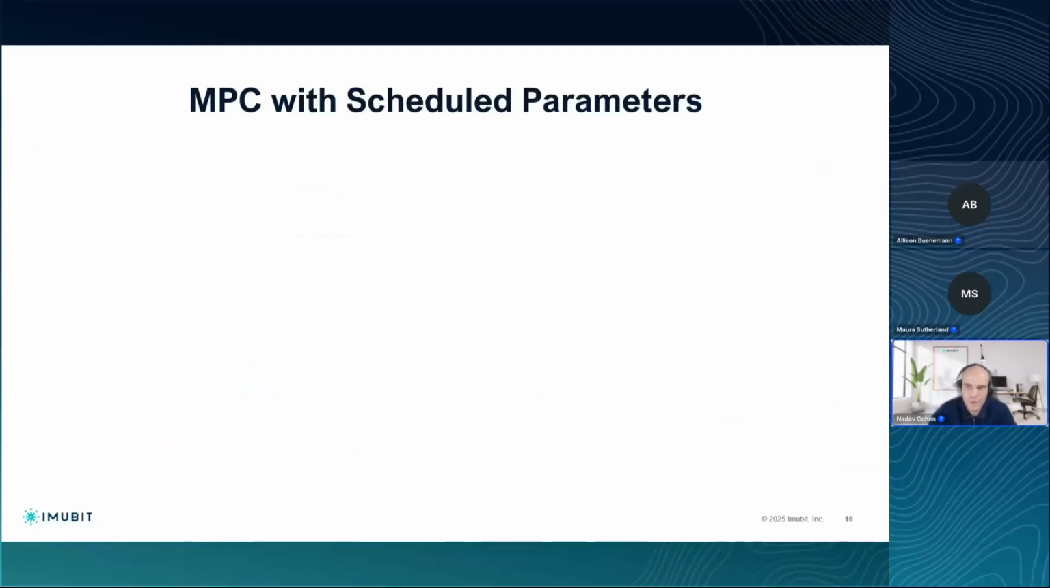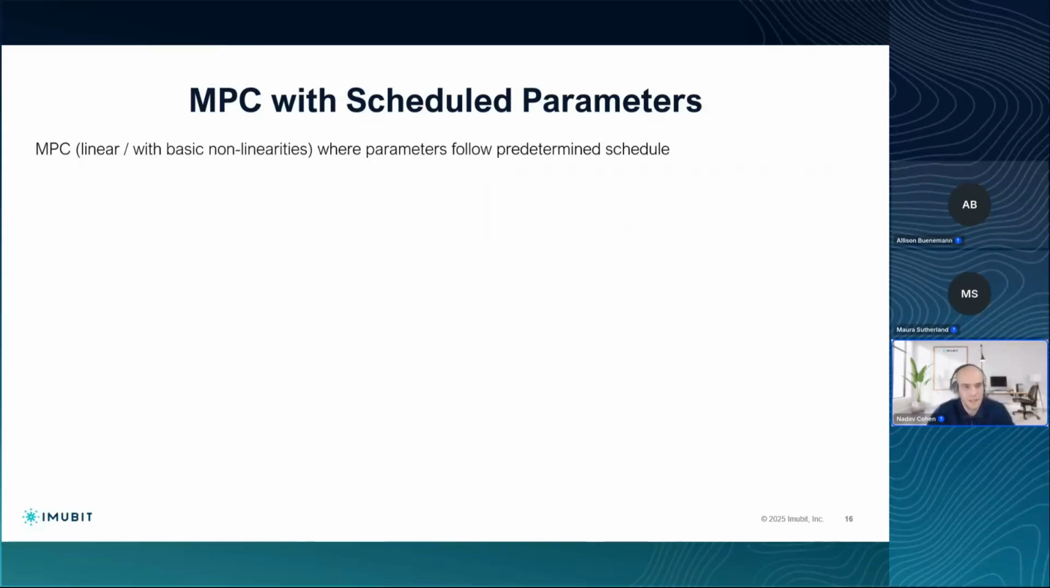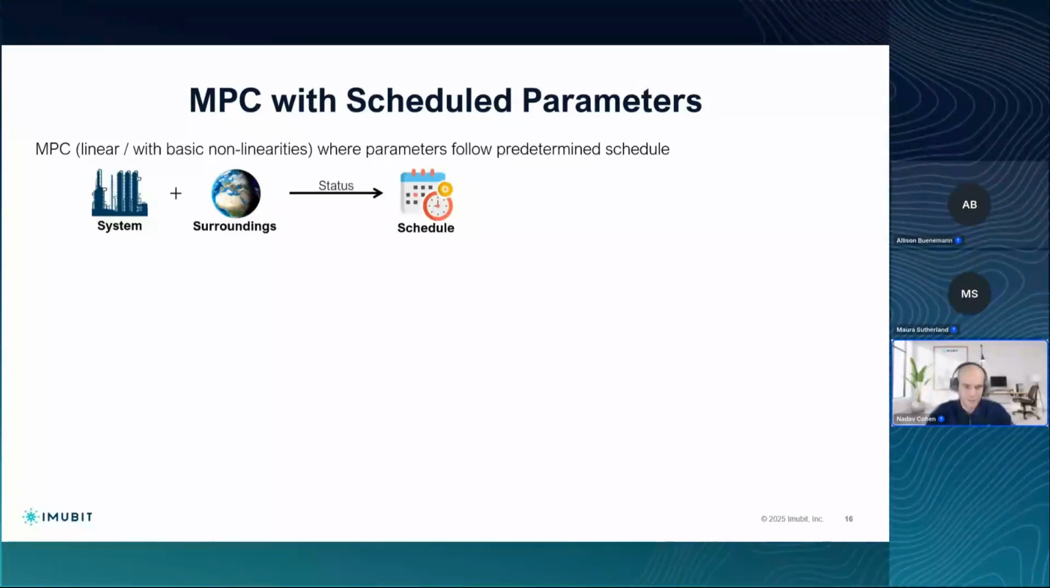All right, let's now move on to the third type of MPC that we see, and that is MPC with scheduled parameters. Here, we have an MPC of one of the previous types, could be linear or something with basic nonlinearities. And now the parameters of the model, whether it be the gain matrices in a linear model or the parameters theta in a basic nonlinear model, can change over time. They can follow a schedule. So the system and the surroundings deliver their status to some kind of schedule, and that schedule determines the parameters for the system model.